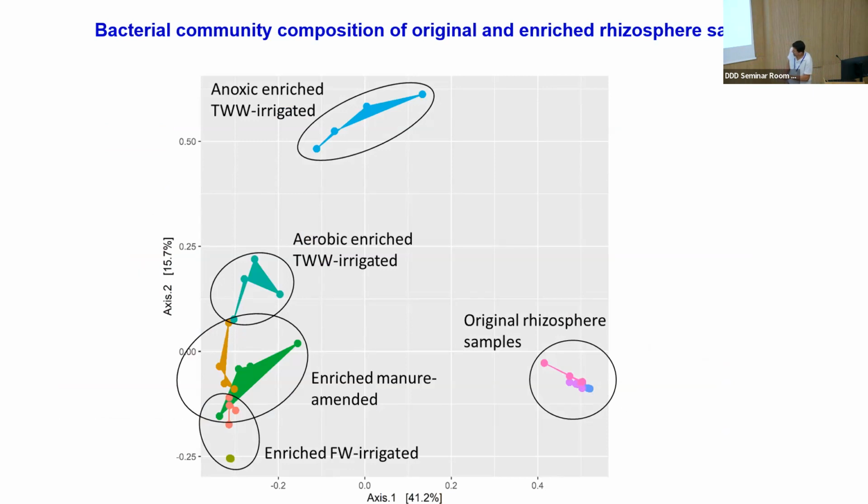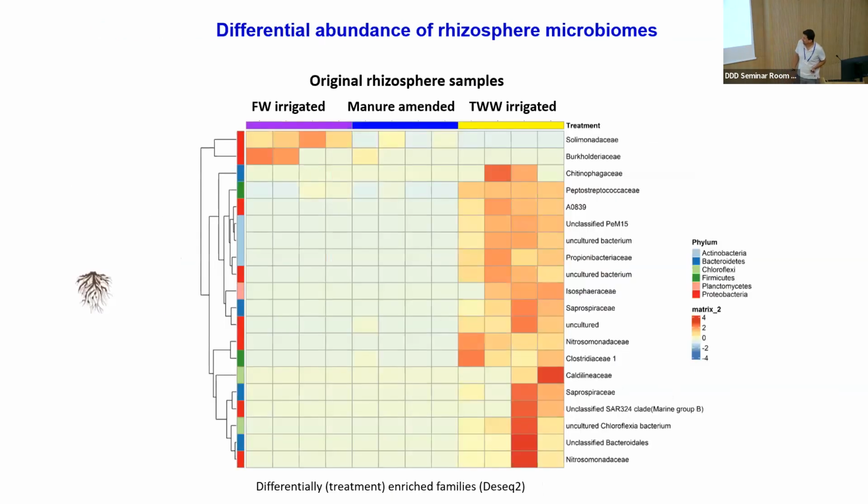Whereas when we enrich, so we have the enriched freshwater irrigated, enriched manure, okay? But then the anoxic and aerobic enriched treated wastewater are completely different. So again, we see this under the radar effect, which is very, very dominant. I'm going to jump directly to here.